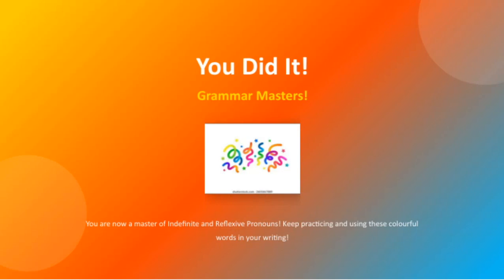You are now a master of indefinite and reflexive pronouns. That's right, you've learned how to use these colorful words to make your writing more interesting and clear. Keep practicing because the more you use them, the more natural it will feel. Remember, these pronouns help us talk about things in a more general way or reflect back on ourselves. So, keep practicing and using these words in your writing.